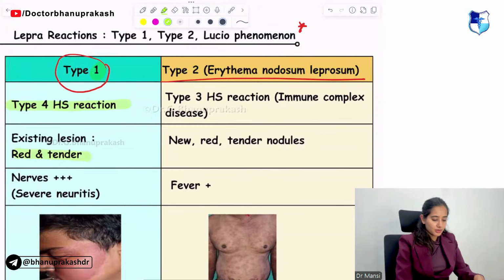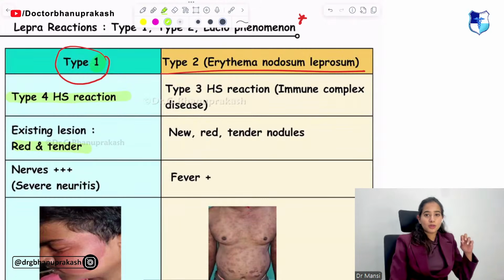And the lesion which was existing. So we saw that there was a hypopigmented lesion which was present in leprosy. But all of a sudden, what is going to happen? This kind of lesion will be turning red and it will be tender.